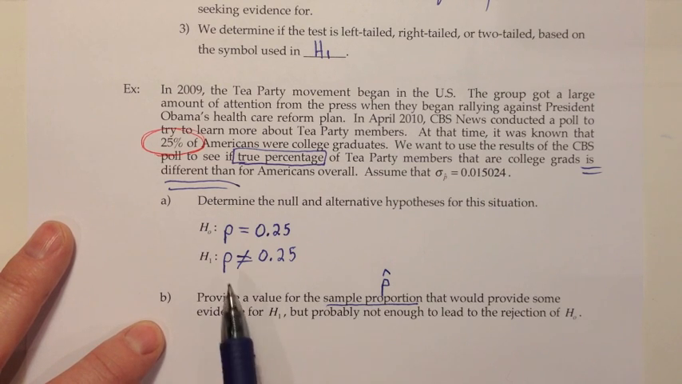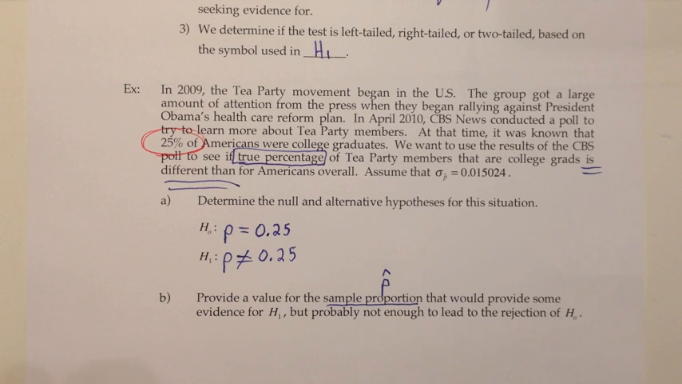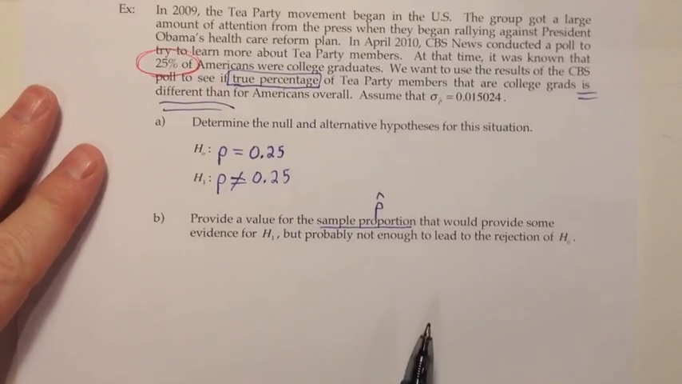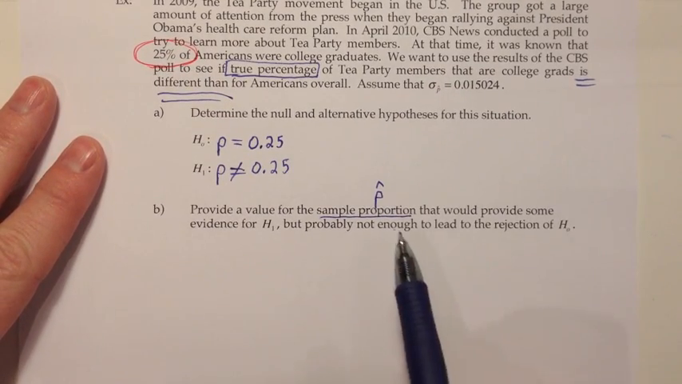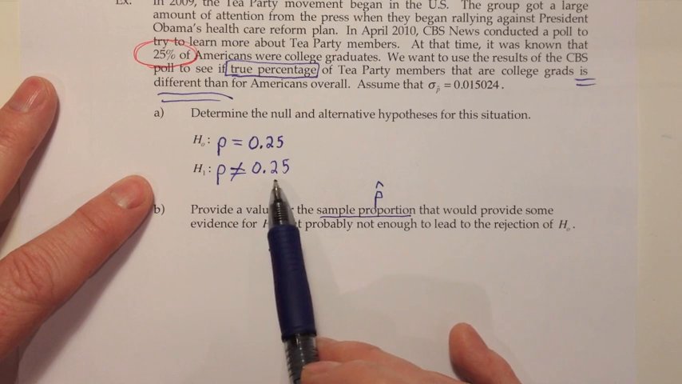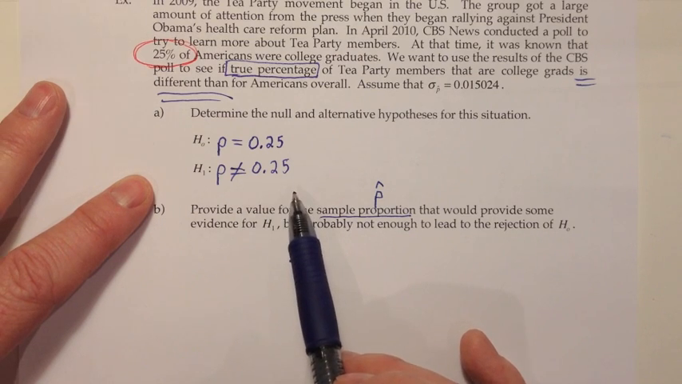Just like last time we had a mu here and we got an x bar on this line. So you always want to be talking about proportions in both places or means in both places. If they don't fit, you might have made a mistake up here or down here. Alright, so let's provide a value for that p hat that would provide some evidence for H1 but probably not enough to lead to rejection of H0. As we saw in the previous example, what would cause that is if our p hat was different than 0.25 but not a lot different.